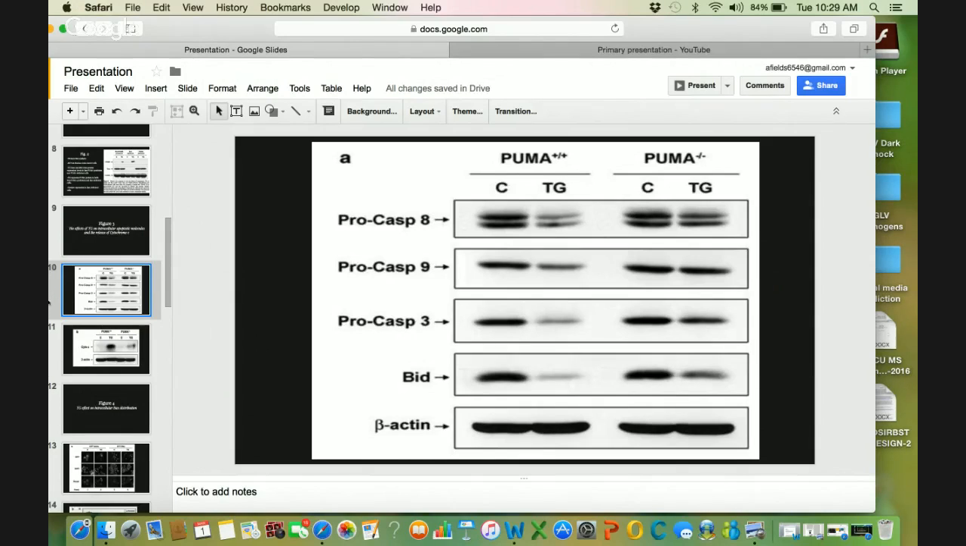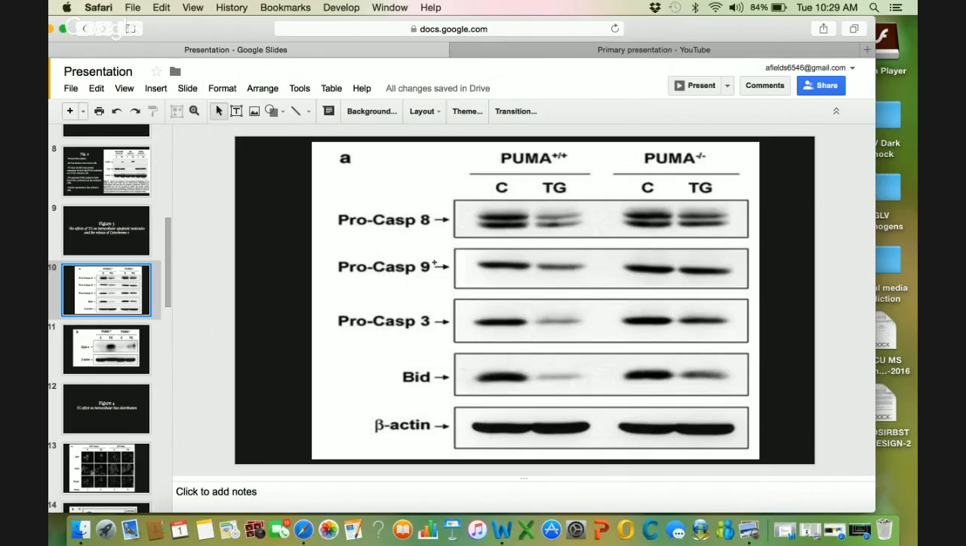So on the left, you'll see the pro-caspase 8, 9, 3, and those are the anti-caspases. And the BID comes into play too, as well as the B-actin, which is the antibodies. And what it's showing is the PUMA proficient and the PUMA deficient, and C is for the cells, and TG is showing the regulation. So TG is showing that it induced the caspases with the BID cleavage for the proficient cells, as you see here. But for the deficient, you see that it had no effect as far as inducing.